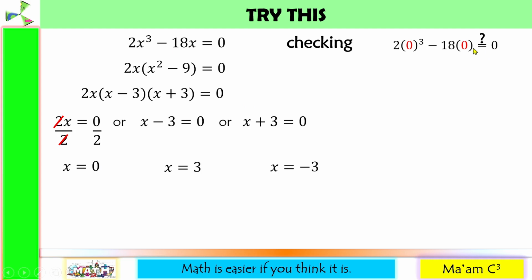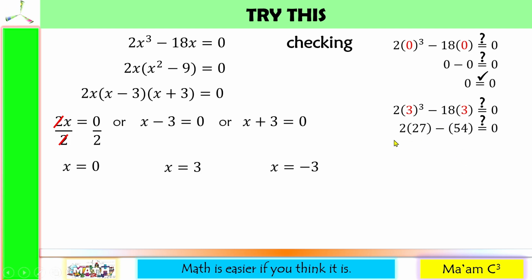Are they equal? So we have 0 cubed is 0, and 18 times 0 is also 0. 0 minus 0 is definitely equal to 0. Next, let us substitute 3 in our x's here. 3 cubed is equal to 27. 18 times 3 is equal to 54. 2 times 27 is 54. Minus 54, is that equal to 0? Yes, it is. Last one, let us substitute negative 3 in our x's here.